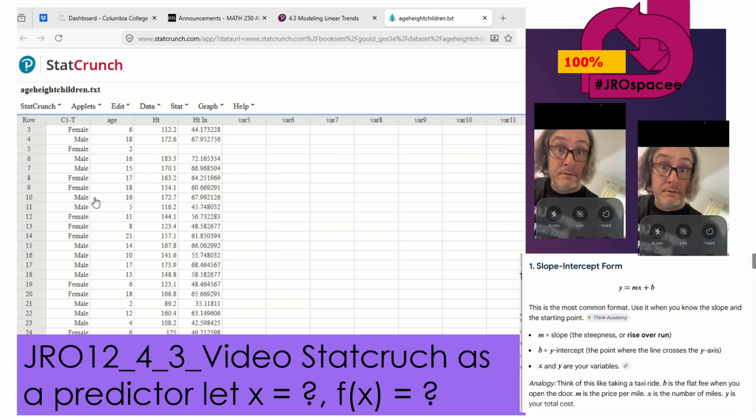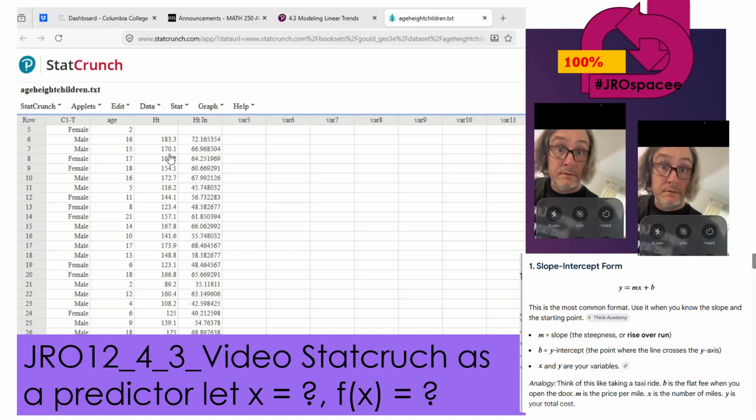Notice this one, and the reason why I started with this one is because it shows us something that can be done maybe easier, maybe about the same. But notice we have two categories of data. We have a male and a female over here.